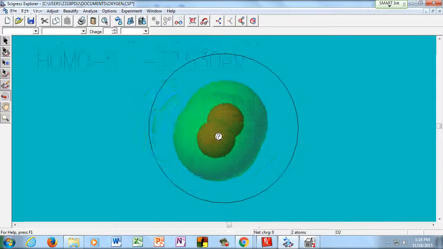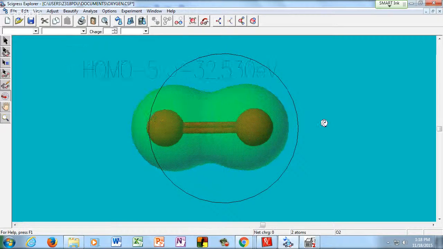Here's our oxygen molecule, and it doesn't really look like much. It just kind of looks like some blue stuff around that. That's the lowest energy molecular orbital, and that lowest energy molecular orbital is the two S's mixing together. So that's exactly what we predicted. All right, so let's take a look at the next one.